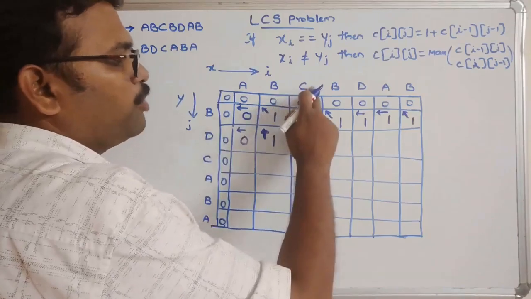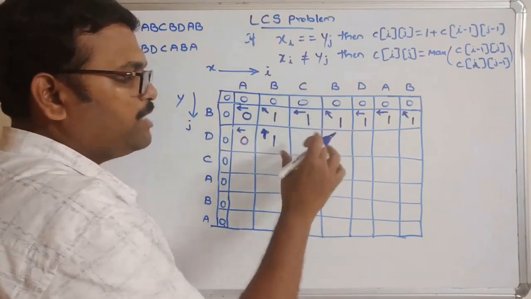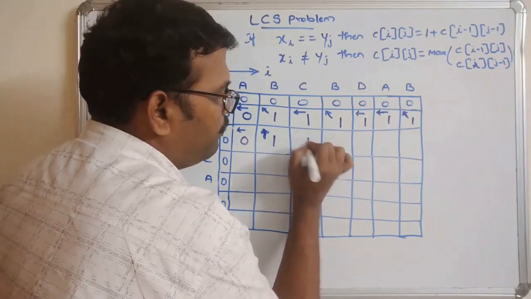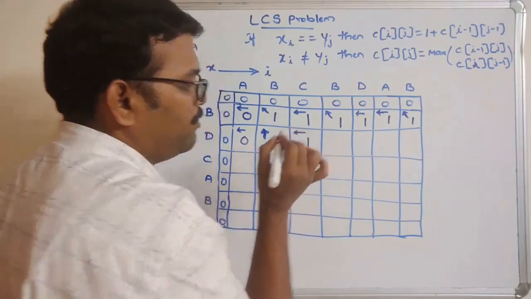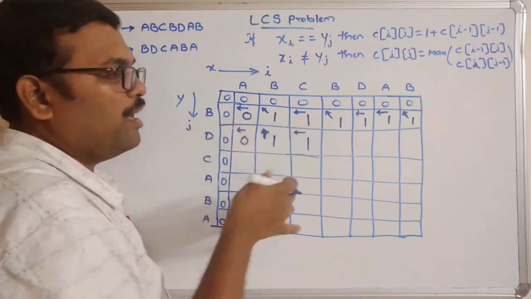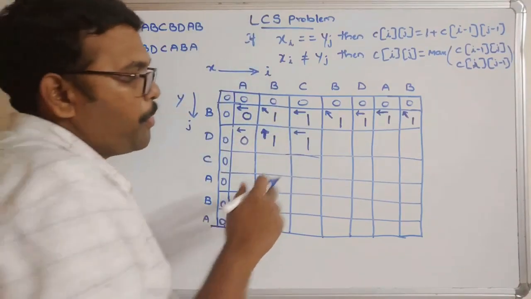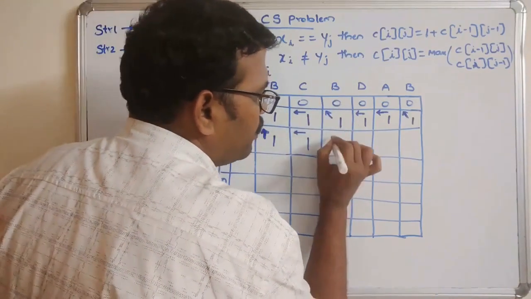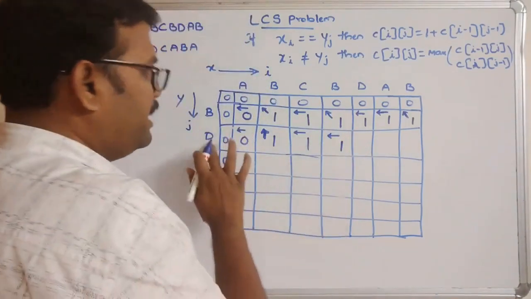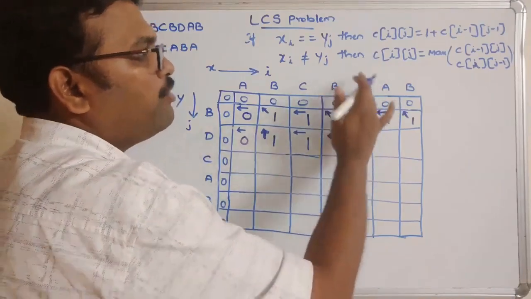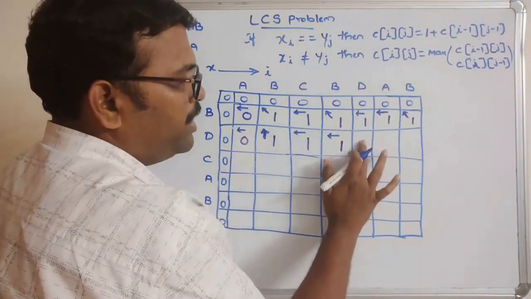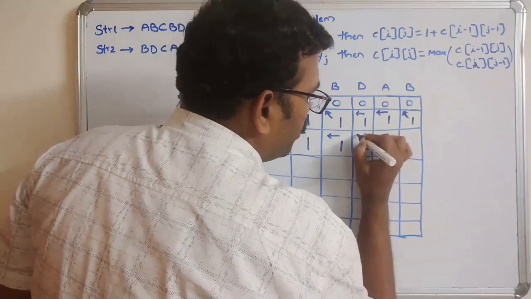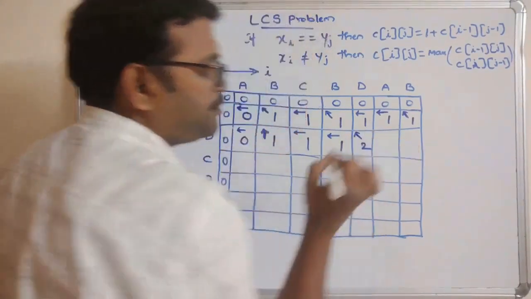Next, D and C both are unequal. We need to consider a maximum among these two. So both are 1s. So obviously the result will be 1, and we can consider it from any cell. You can write the leftward arrow or upward arrow. Next, D and B both are unequal. Again we got 1. So I will take 1 from this particular cell. D and D equal. So we have to add 1 to I minus 1, j minus 1, which is this one. So 1 plus 1, it becomes 2, and we got 2 from this diagonal.